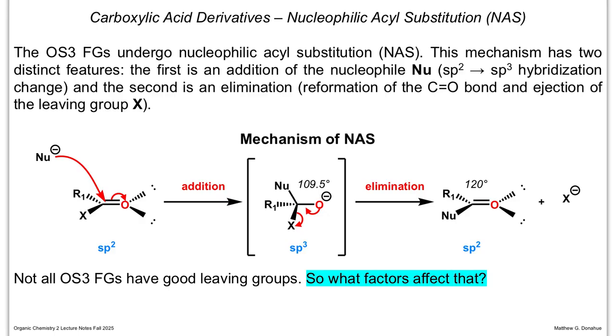So that OS3 functional group, whatever the X is, can be substituted. The mechanism by which this happens is called nucleophilic acyl substitution, or NAS. And all it is, is 2 steps that you've seen before. The addition of a nucleophile to the carbonyl group. And what is new now is an elimination of the existing X group. So it's substituted for something else.